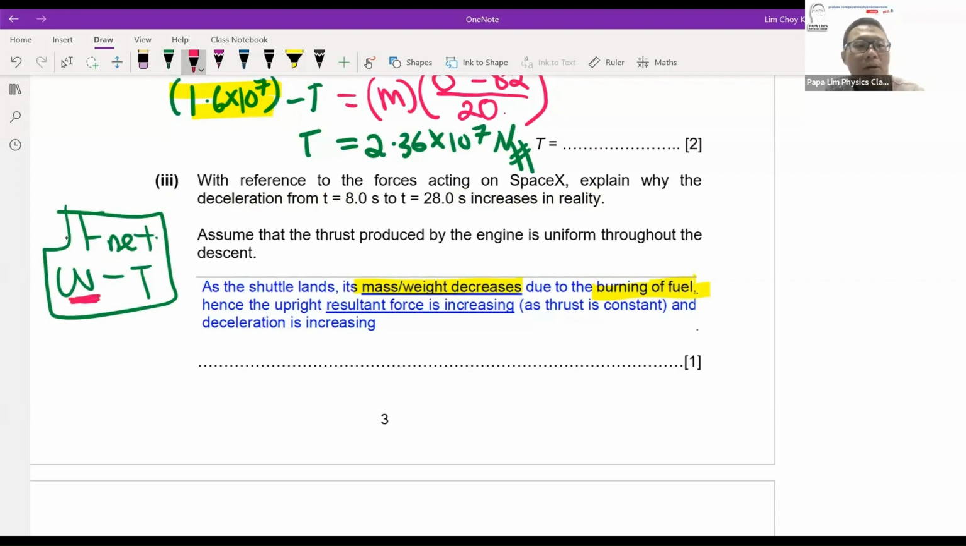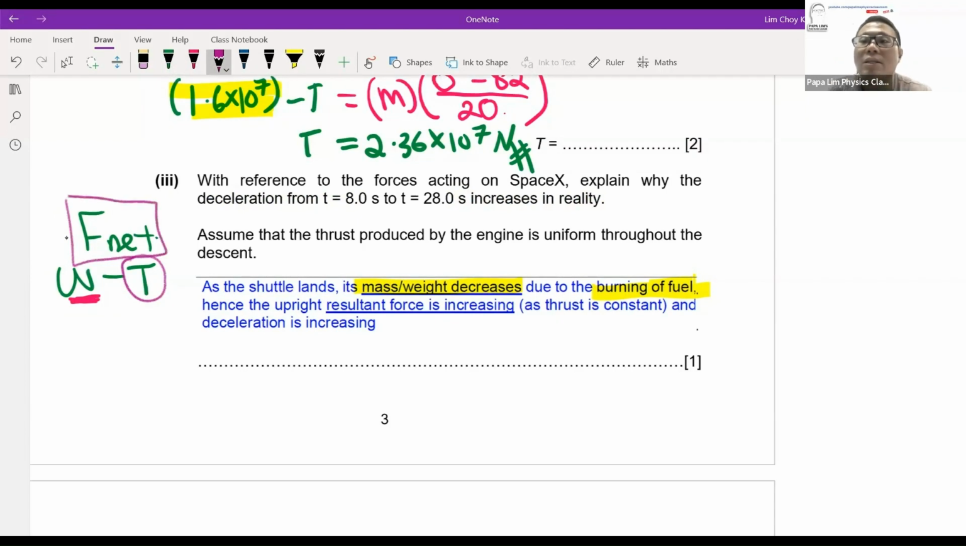But my upthrust, the thrust given by the rocket, is actually maintaining. I maintain my T to be the same value, so my thrust is constant. Because my weight is decreasing and my thrust is constant, the net resultant force acting on the object is actually increasing. So the space shuttle itself will be experiencing an increase in deceleration, the number getting a bigger negative number.